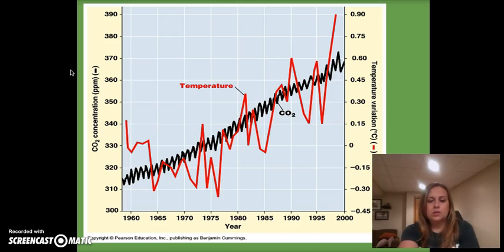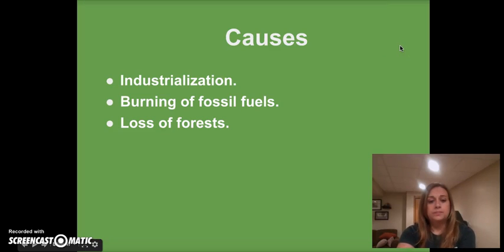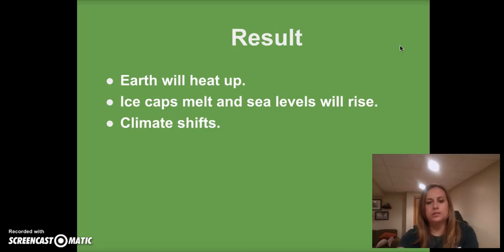This ties in really closely with the Industrial Revolution, and as we started using more fossil fuels, the levels started rising pretty quickly. You can see that as the carbon dioxide levels rise, that's the black line on this graph, the temperature is increasing as well. So again, industrialization is a big cause, burning fossil fuels, and at the same time as we're releasing all of this extra carbon dioxide into the atmosphere, we're also cutting down our forests, so we're losing all of these plants that would take in the carbon dioxide and use it for photosynthesis.